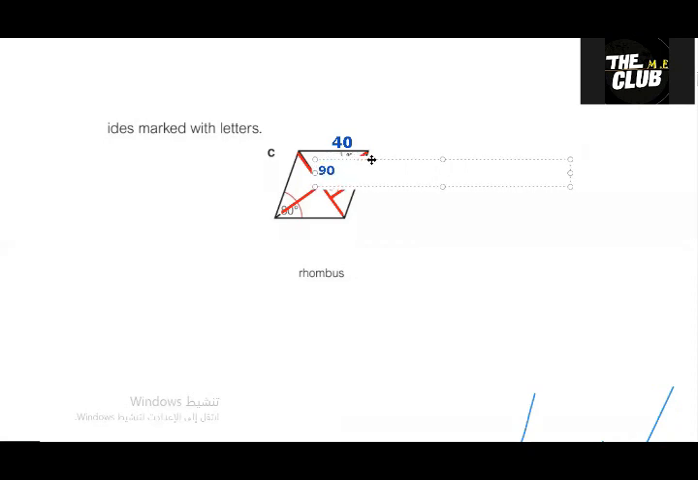And if this one is 90, it means the small one is 50. Because if this is 80, the angle next to it completes it to 180. This means when you divide it by 2, it's going to be 50. So x equals 40, y equals 90, and this is how you answer a question like this.